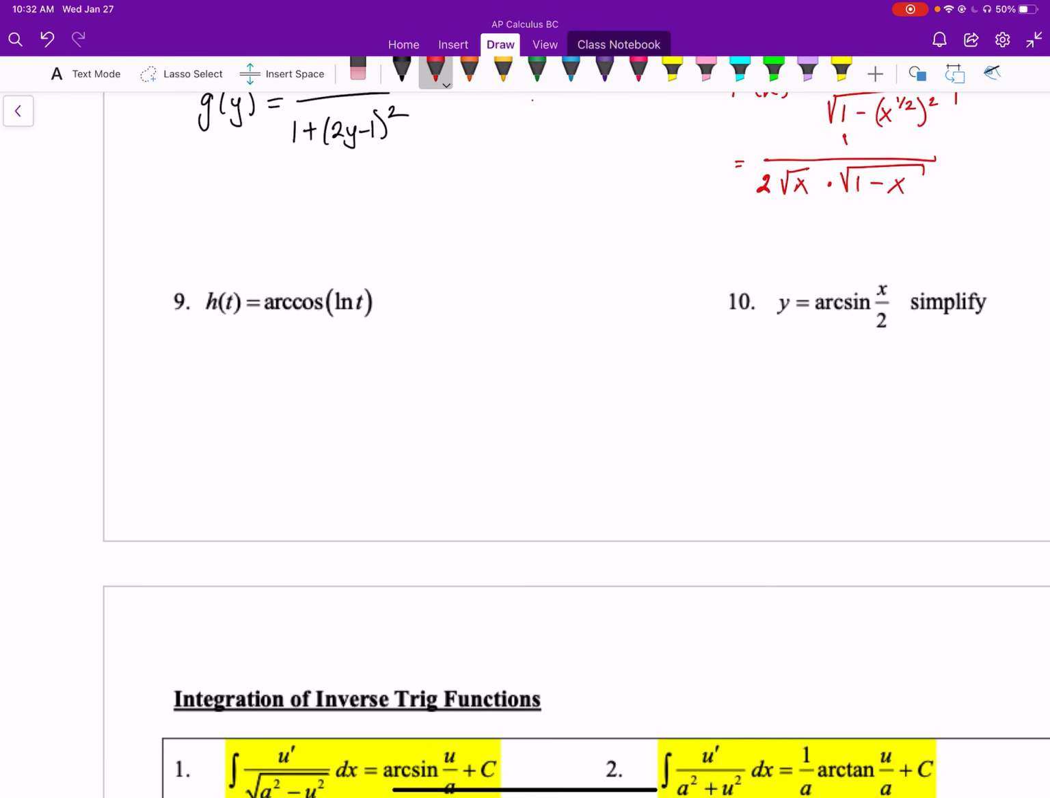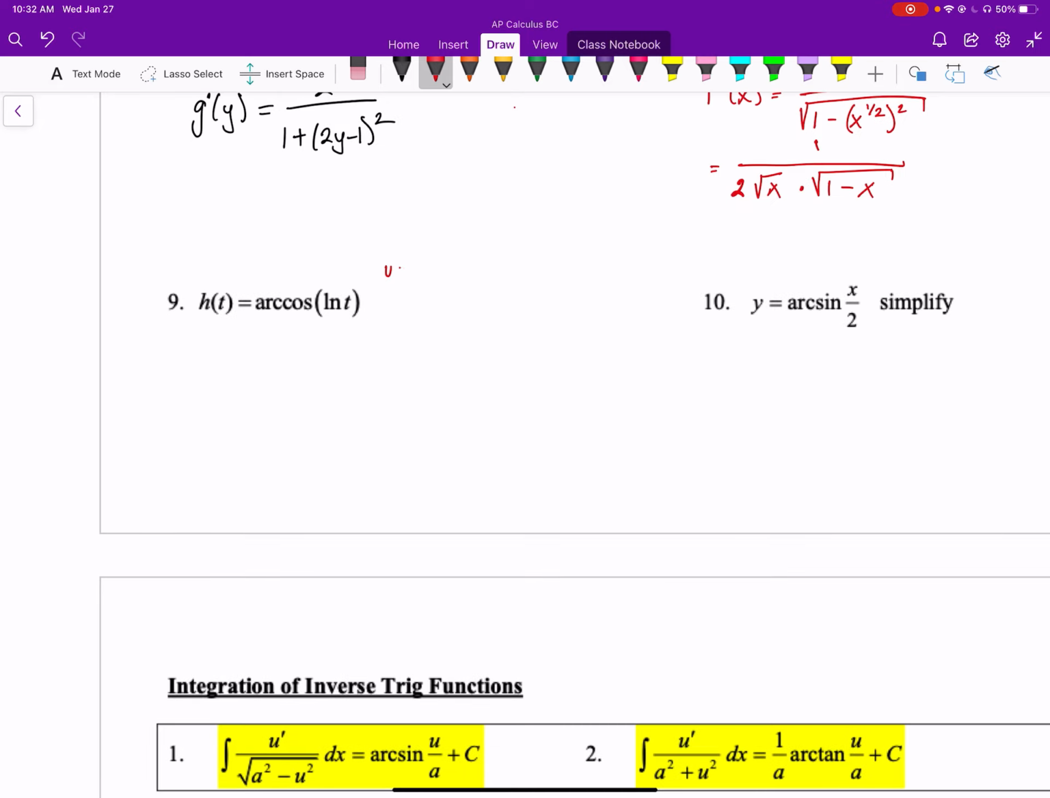Okay. Number 9, h of t equals arc cosine of the natural log of t. So my u is the natural log of t. That derivative, my u prime, is 1 over t. So our whole derivative is going to equal negative 1 over t, over the square root of 1 minus the natural log of t squared. You could simplify this if you wanted, so -1 over t times the square root of 1 minus natural log of t squared. That's kind of your choice.